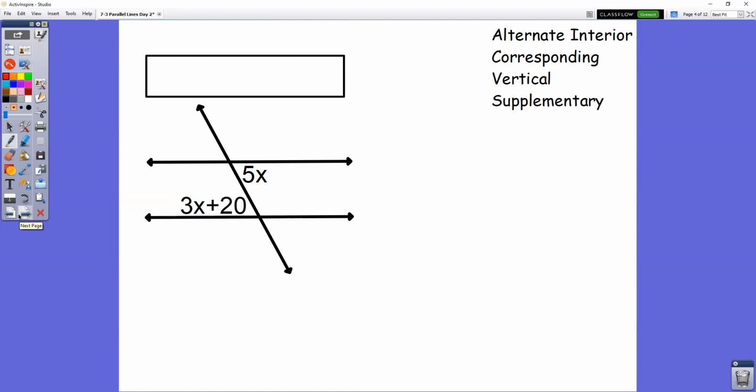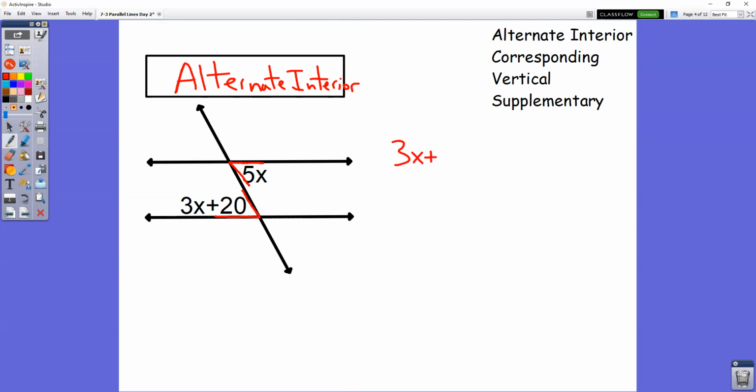So let's take a look at this one first. In this one, the first thing that you have to decide is what type of angles do we have here? Well, I can see that they are inside the parallel lines in opposite corners. So that means these are alternate interior. Alternate interior angles are equal to each other. We can also tell that they are equal to each other because if you look at the size of the angle, they are both acute angles. Anytime that you have the same size, they're going to be equal to each other.